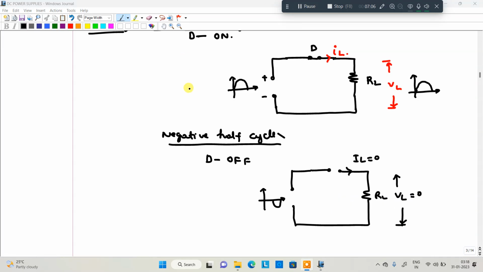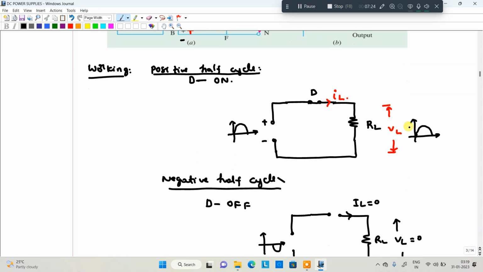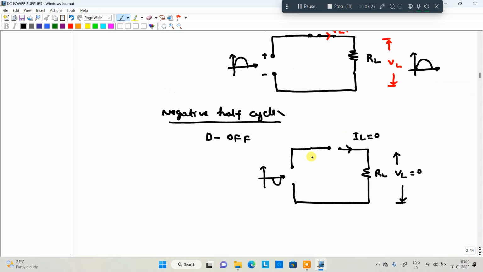So output voltage is completely 0. The waveform is repeated in the next half cycle. Output is present in the positive half cycle, and then in the negative half cycle output is equal to 0. This is all about the half-wave rectifier. Clear? So in this particular rectifier case, we will discuss the different parameters. The first parameter we are going to discuss is the average value.